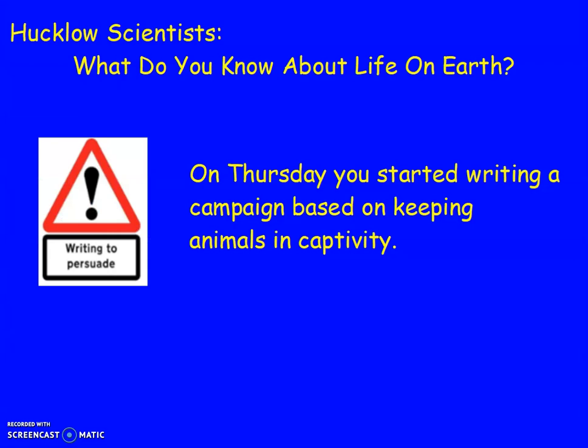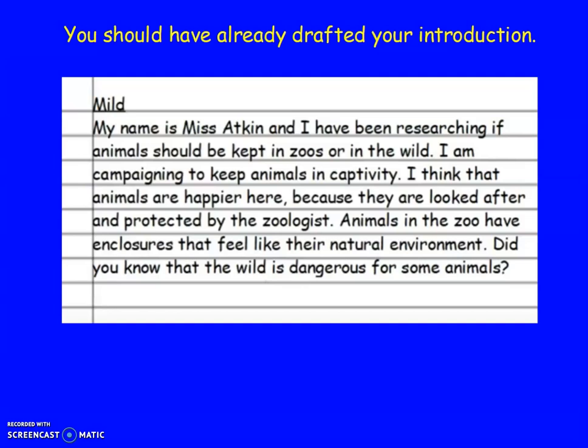So last week you started writing your campaign, so you should have decided by now if you think that animals are better off in captivity, living in a zoo or a safari park, or if you think that they would be better off left to live in the wild, in their natural habitat. Okay, so last week with Miss Atkin, you started writing your campaign, so you have already drafted your introduction. And this is Miss Atkin's introduction that she did with you last week.